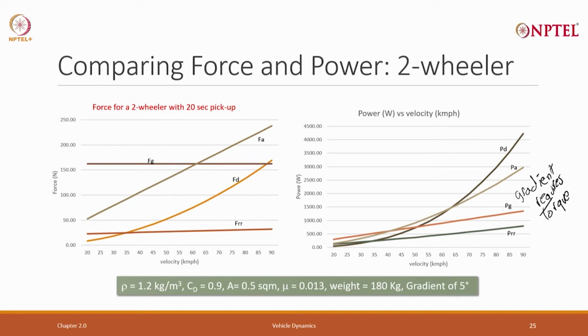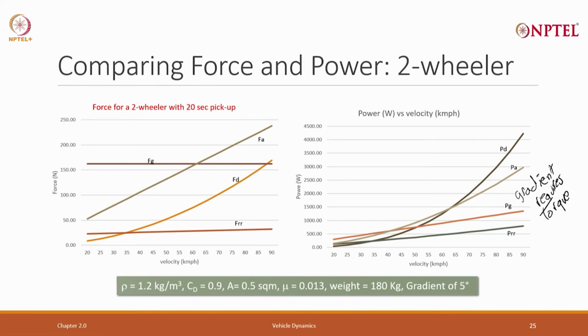At 50 kilometer per hour, I will require slightly higher power, but if I have about 1000 watts, I should be able to handle acceleration. But I also need to handle the rolling resistance and gradient. Probably I will require 1500 watts.